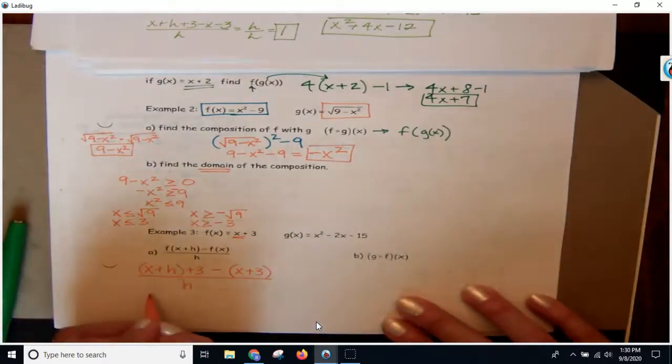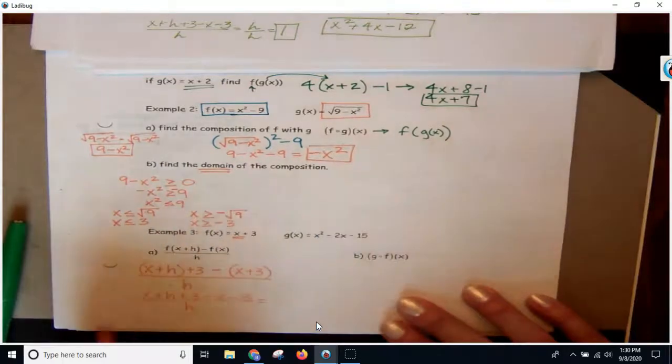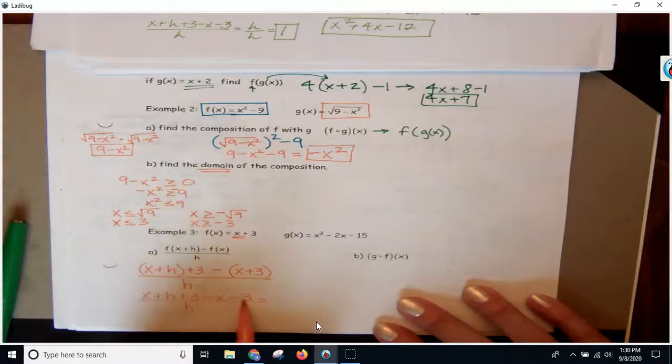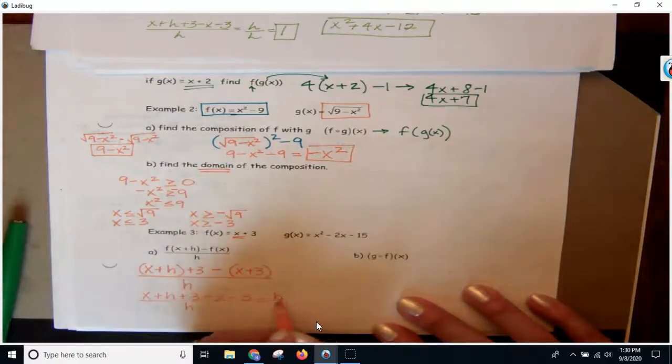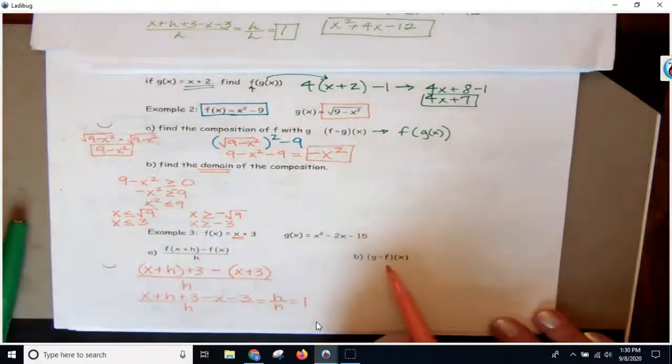Now I'm going to just combine my like terms, and I'm going to distribute that negative sign so that then when x minus x is 0, 3 minus 3 is 0, I'm left with h over h, which is 1. Alright, this, again, pause the video and see if you can figure out how to work this.